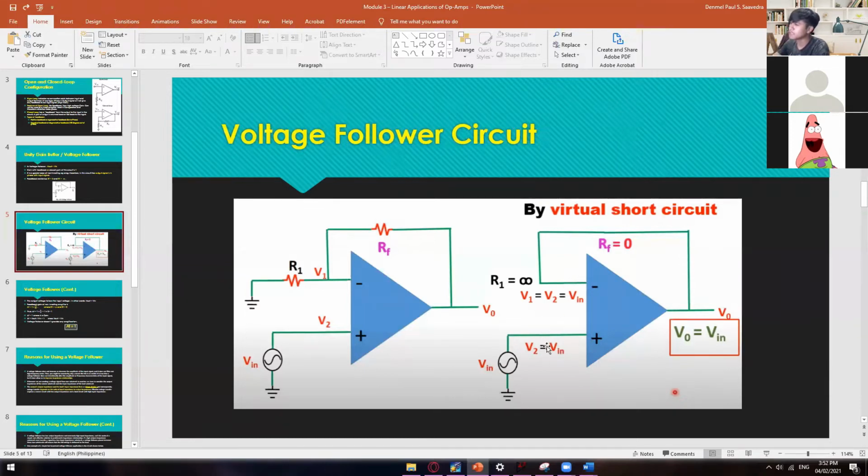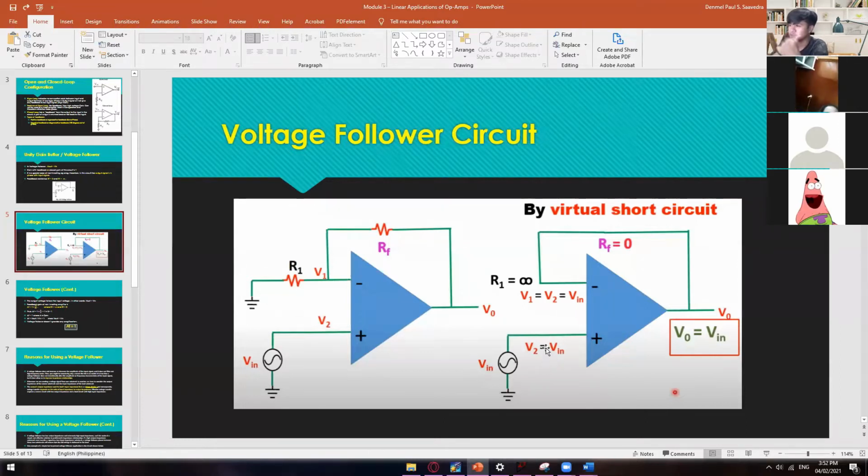So if you're going to take along this one, V2 is equal to V in, which is your voltage input. And then going back to the rules on our amplifiers, since V2 is equal to V in, V2 must also be equal to your V1, which is the voltage input of your inverting. So that is why you could say that V1 is equal to V2 is equal to V in. All right. And then that is why whatever is your input, we'll just go back here.